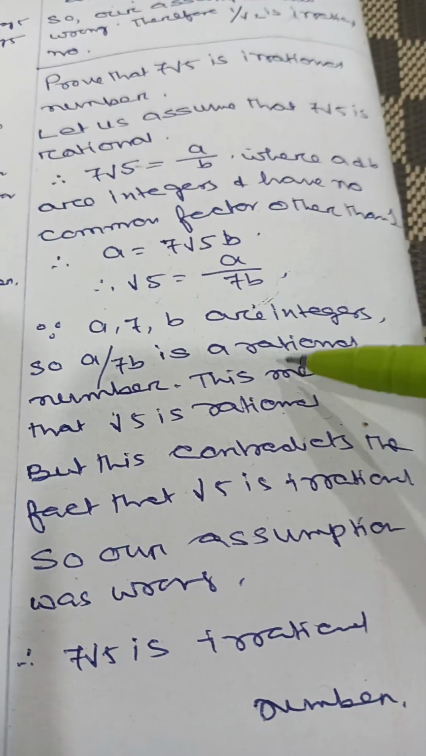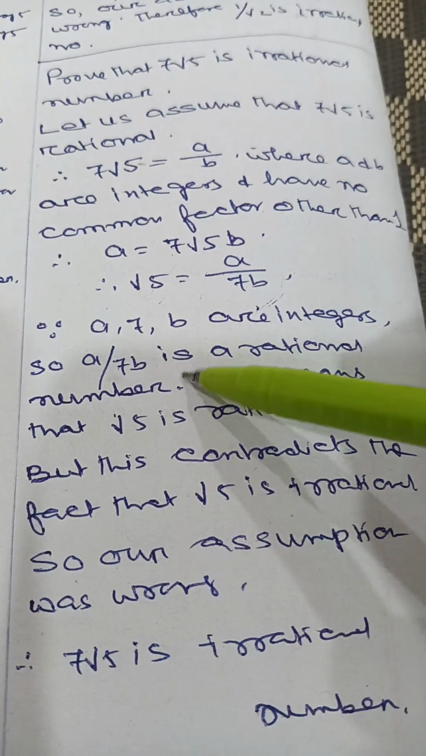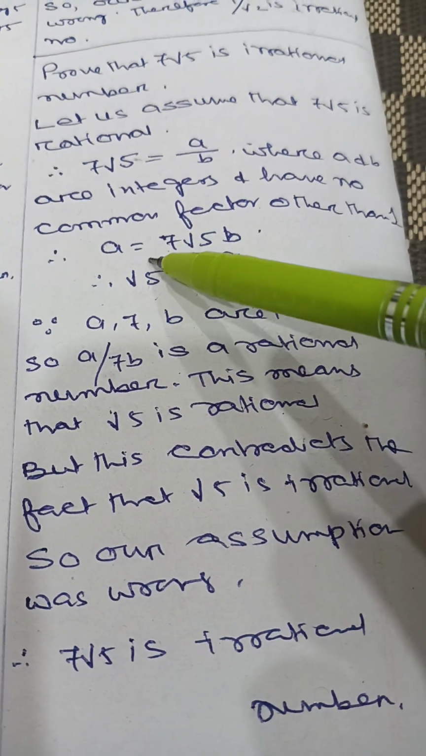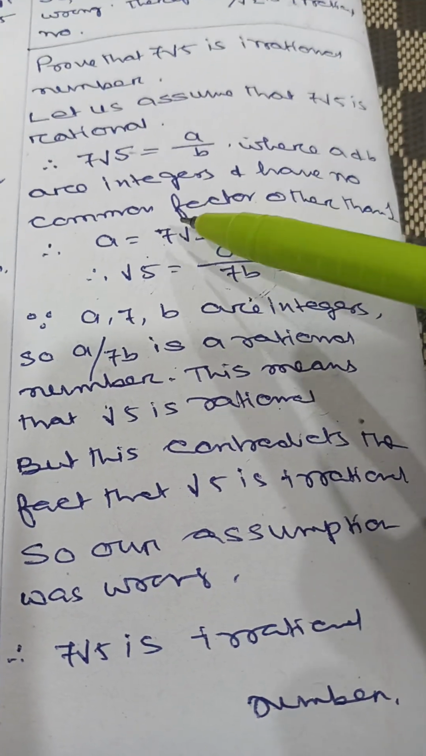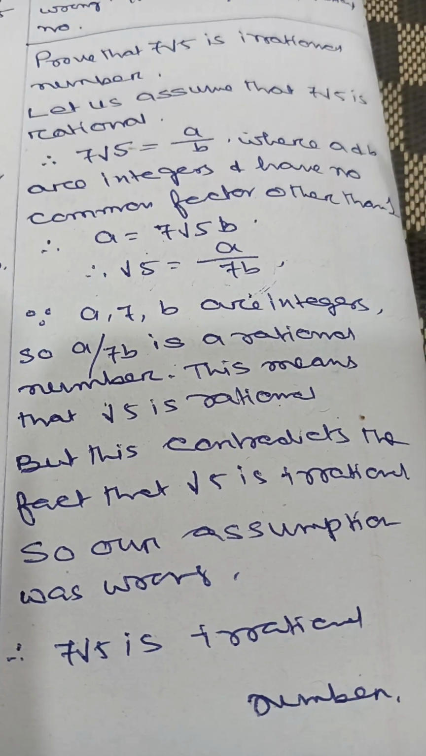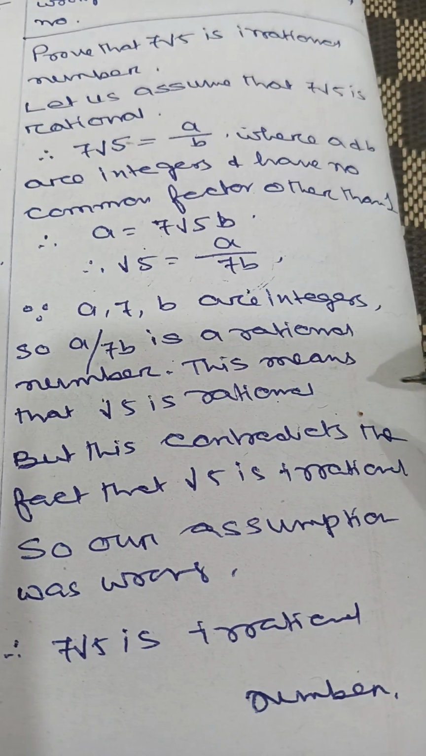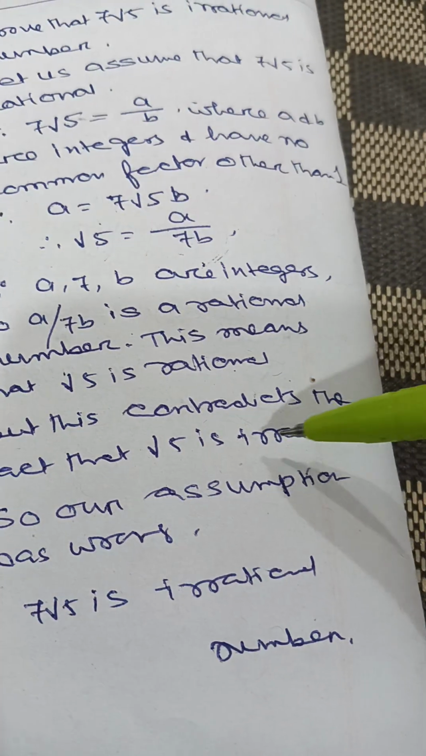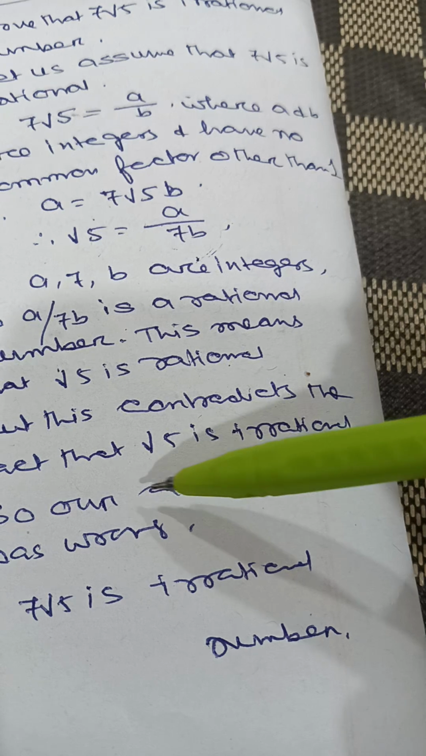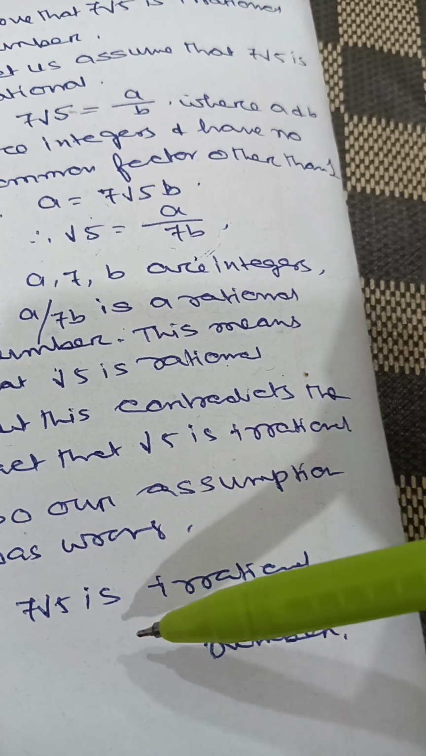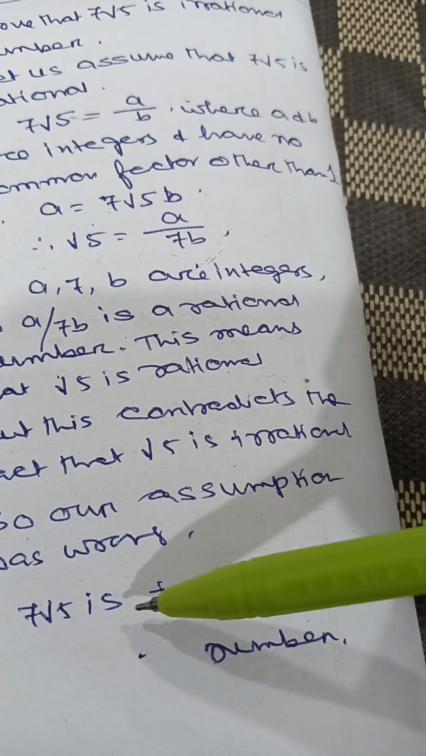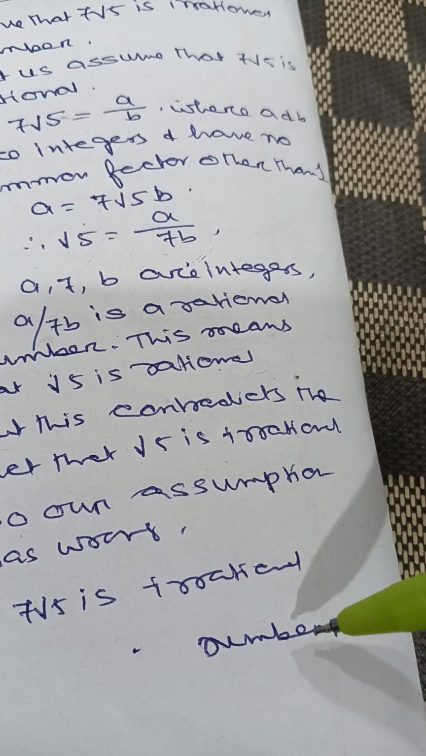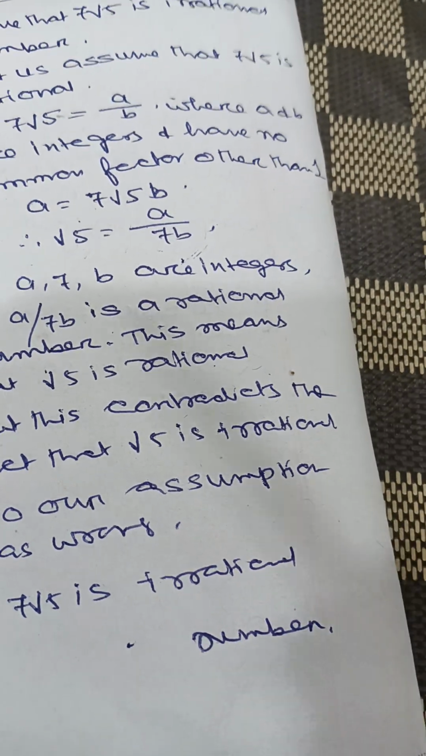Sorry, if a by 7b is rational, it means this is also rational. But we know root 5 is irrational. That is the contradiction. This contradiction arises from the fact that root 5 is irrational, so our assumption was wrong. So you write 7 root 5 is an irrational number. Okay.